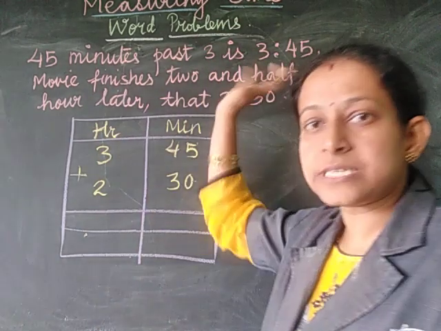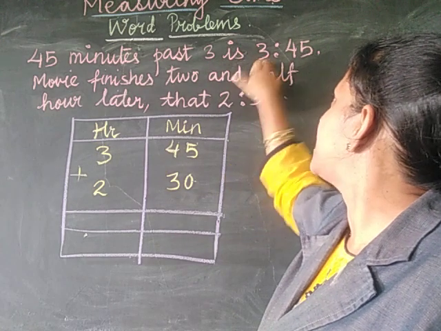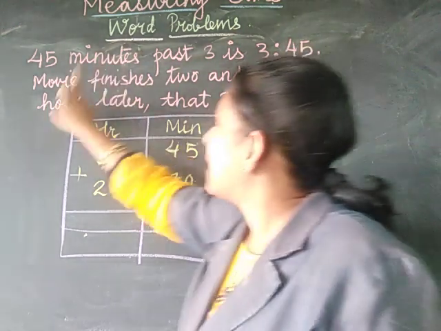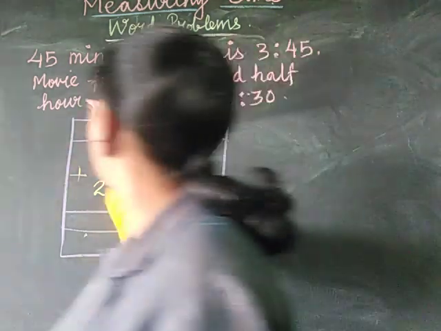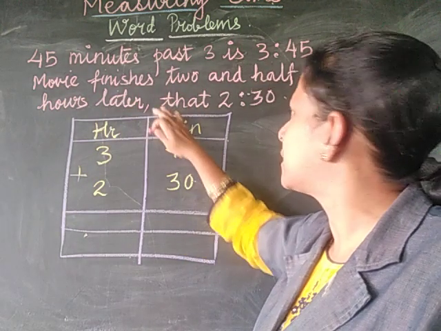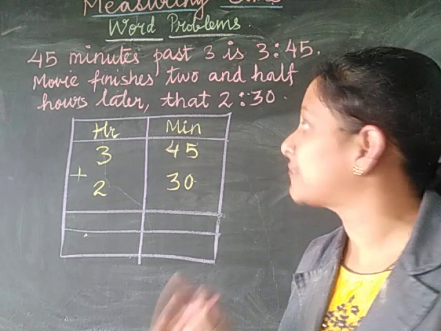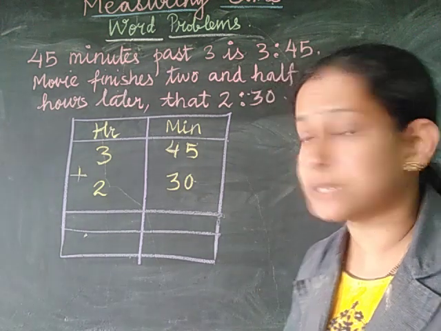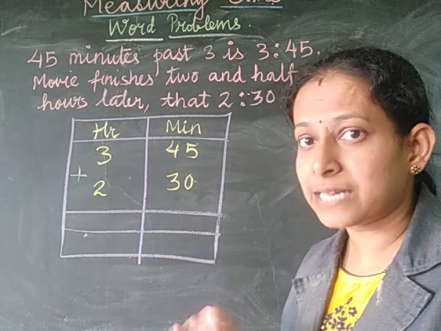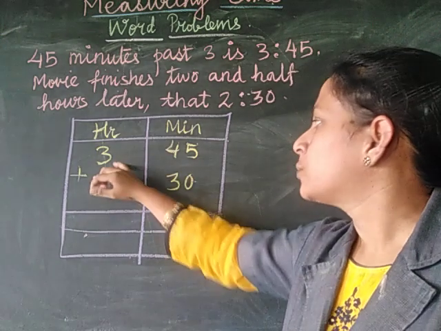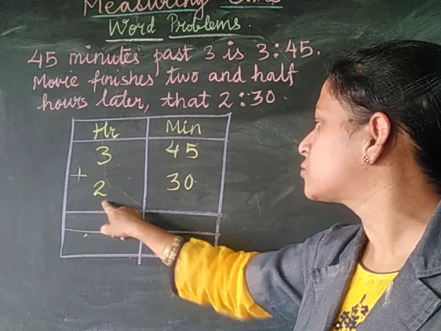Now here you can see, students, I have written already 45 minutes past 3 is 3:45. Okay, movie finishes 2.5 hours later, therefore it means that it is 2 hours 30 minutes. Now you may notice here that I have not written according to 24 hours or 12 hours, because it is not necessary here. You can directly do it the way the numbers are given. So we will write it directly 3 hours 45 minutes and 2 hours 30 minutes means 2:30.